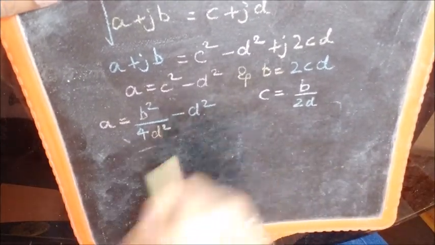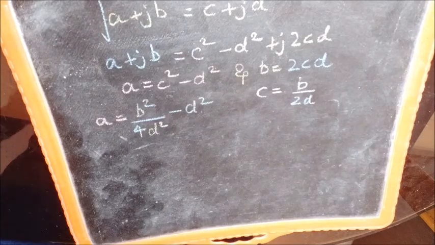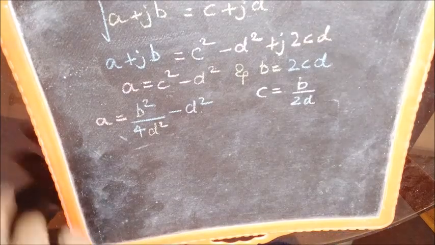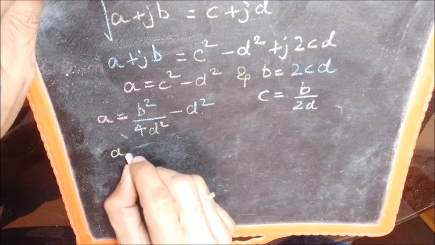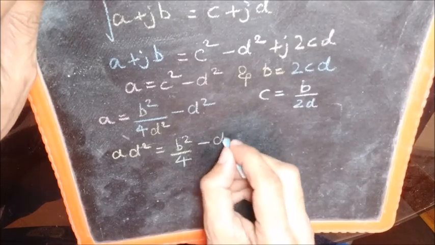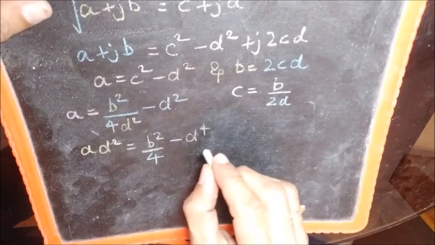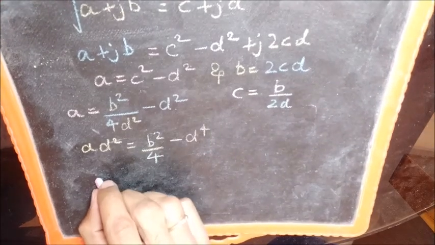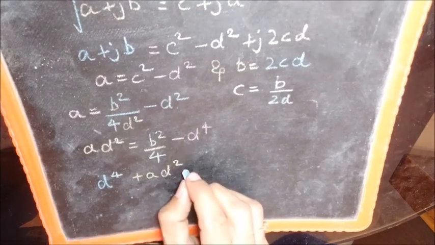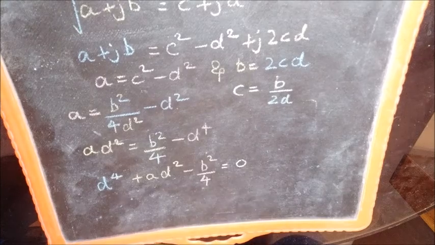Now we can multiply both sides of this equation with d square, and we will end up getting a d square is equal to b square by 4 minus d raised to 4, which can be rearranged to get d raised to 4 plus a d square minus b square by 4 is equal to 0.